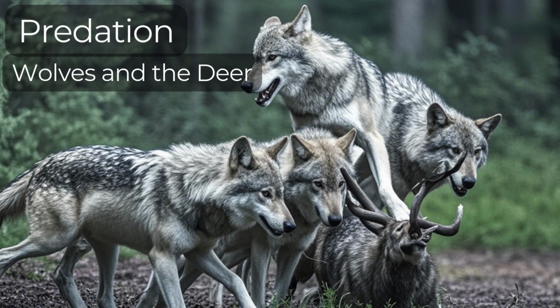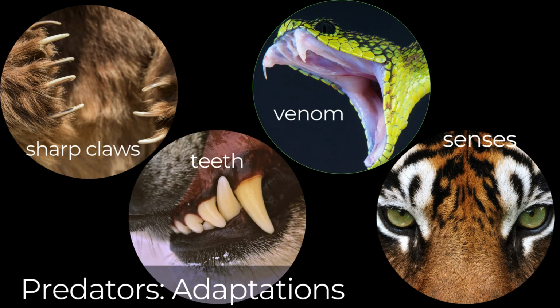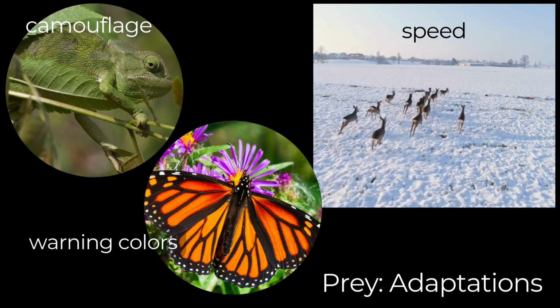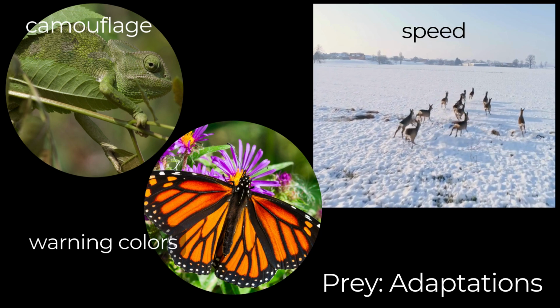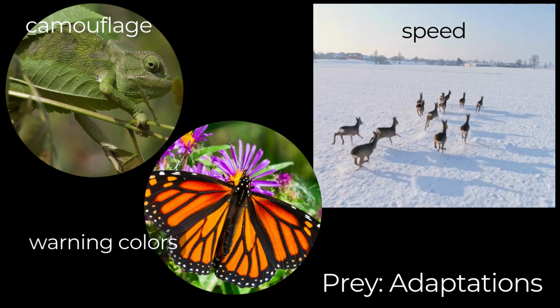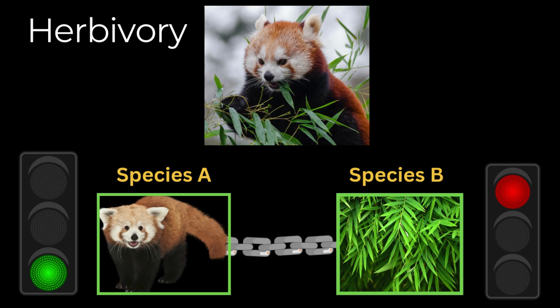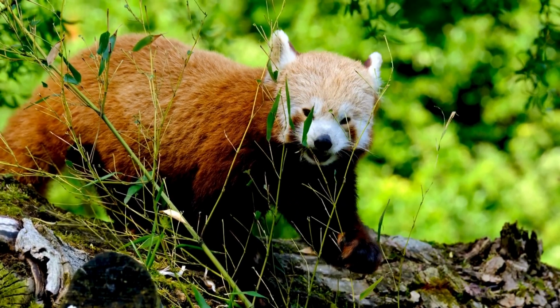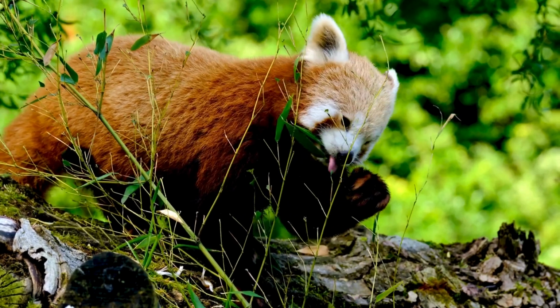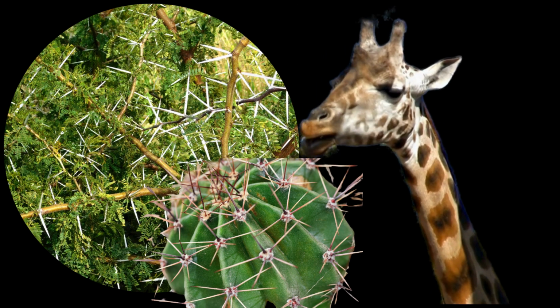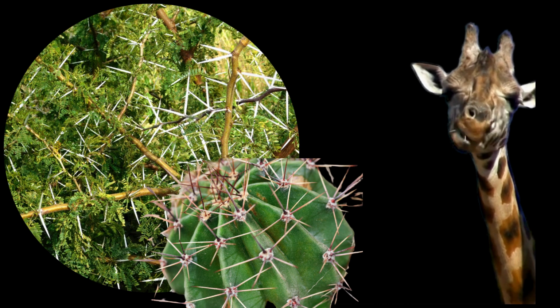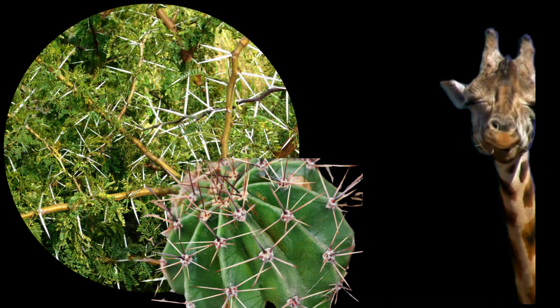In North America, wolves hunt deer, helping prevent overgrazing of vegetation and allowing forests to regenerate. Predators often develop specialized adaptations for hunting, such as sharp claws, teeth, venom, and keen senses. Prey species, in turn, evolve defense mechanisms like camouflage, speed, warning colors, and protective behaviors to avoid being caught. Herbivory involves animals, known as herbivores, feeding on plants. Unlike predation, herbivory does not always kill the plant, though it can affect plant growth and reproduction.